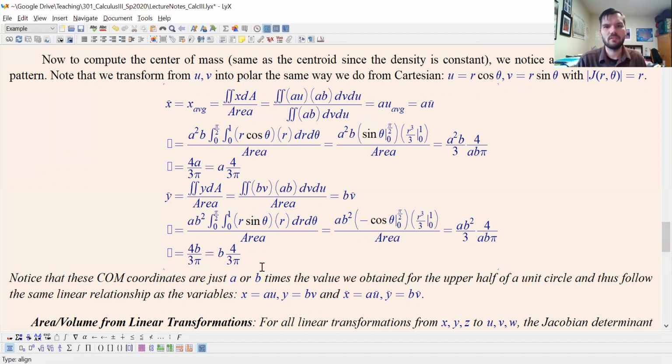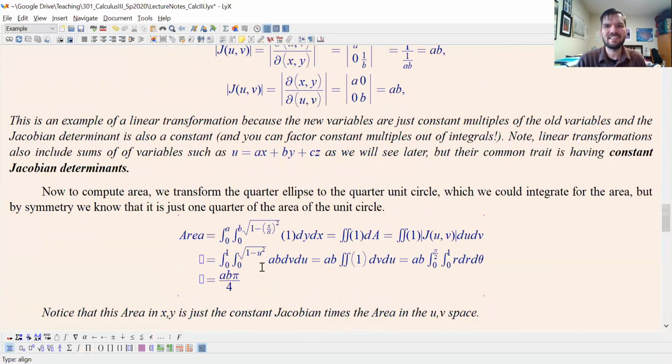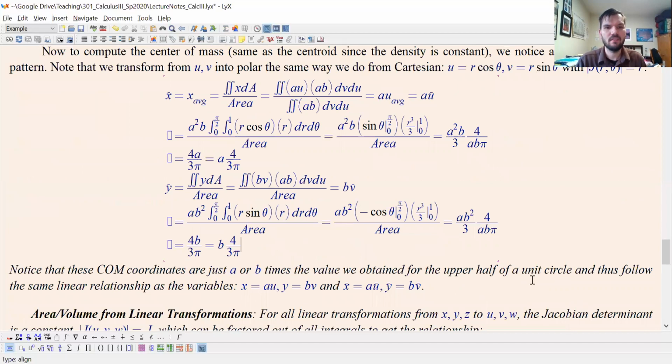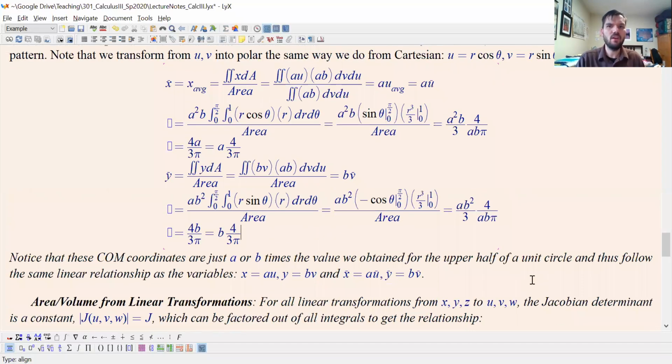Now, why is this important? Well, because x was a times u and y was b times v. Then, if we know what u bar and v bar are, they happen to be 4 over 3 pi, following the pattern we had before, then x bar is just a times that, and y bar is just b times that. So a nice pattern here, and that works for any ellipses. We've restricted it over this first quadrant, but for any a and b value.